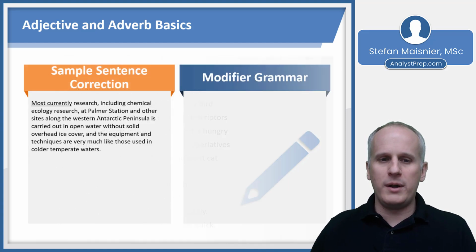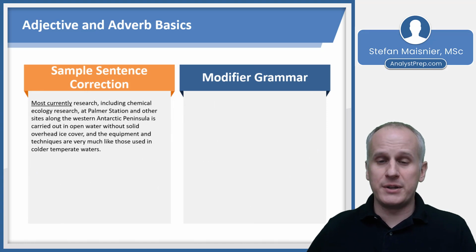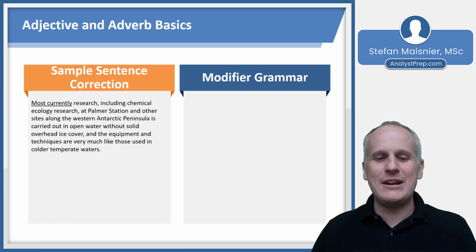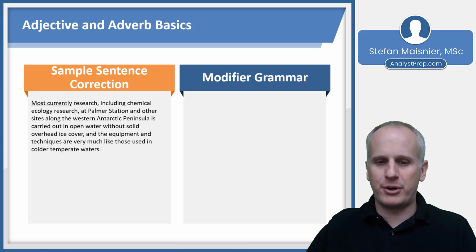So let's take a look at one more sample sentence correction. And as always, we read the sentence as it's originally written first. So most currently research, including chemical ecology research at Palmer Station and other sites along the western Antarctic Peninsula, is carried out in open water without solid overhead ice cover, and the equipment and techniques are very much like those used in colder temperate waters.